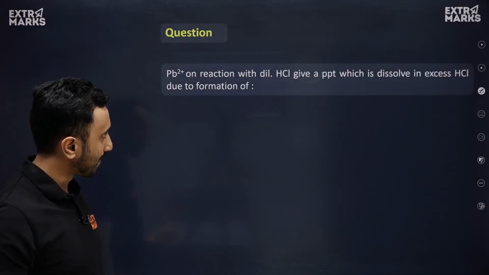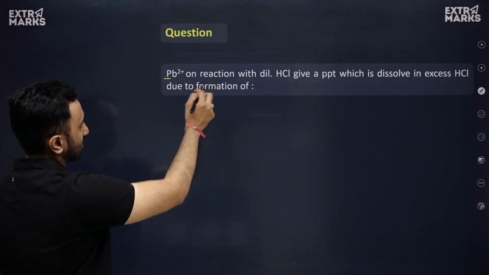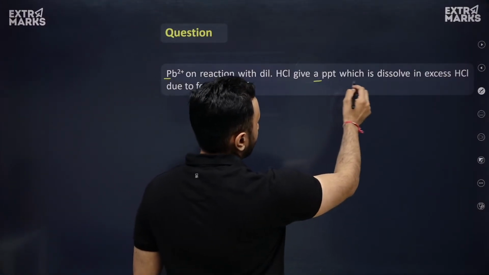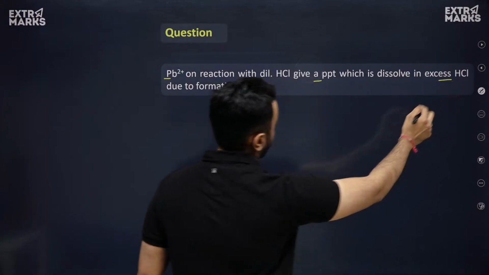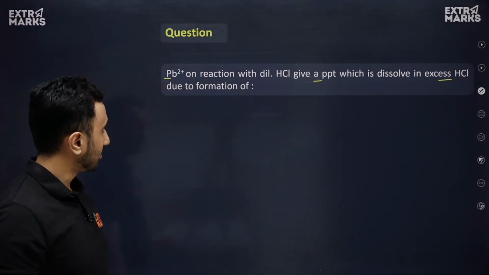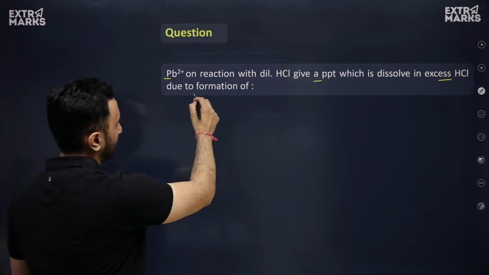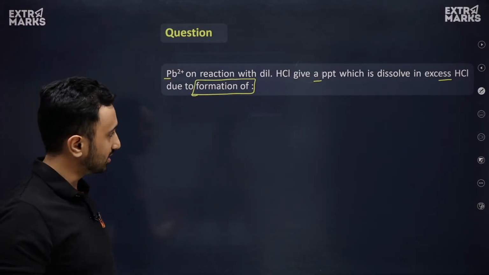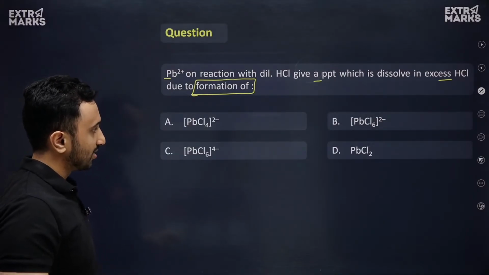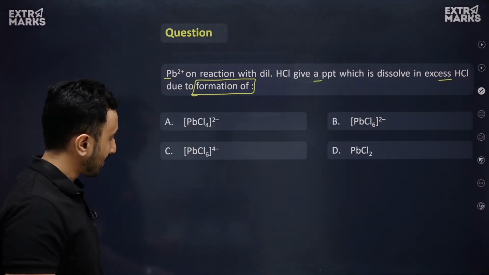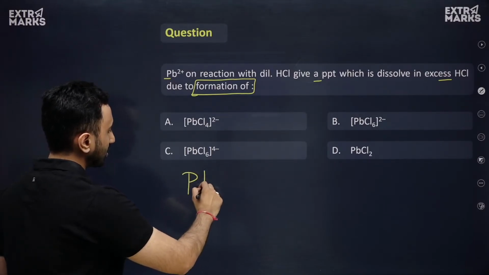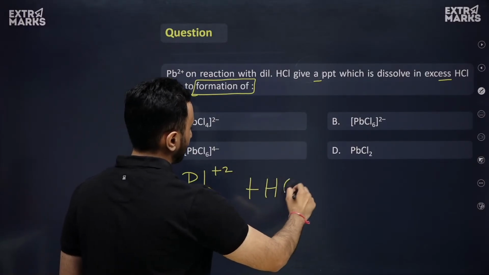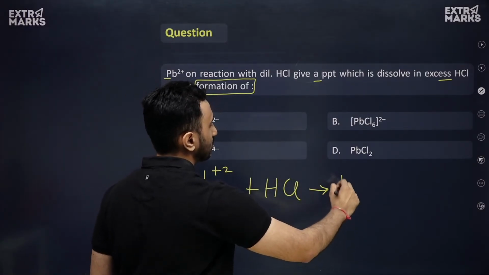Okay, let's move forward. Now Pb plus 2 on reaction with HCl will give you a precipitate which is dissolved in excess amount of HCl, right? Due to formation of what compound is it getting dissolved? Let's see, the options are like this. Here also you must know the reaction. So Pb plus 2, what is the reaction? Pb plus 2 will react with HCl to first form PbCl2.